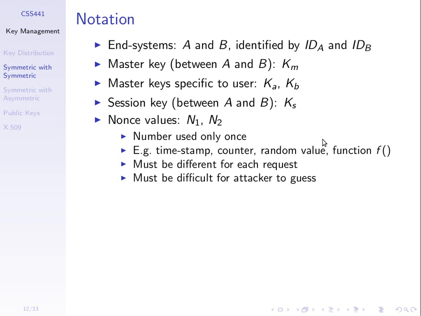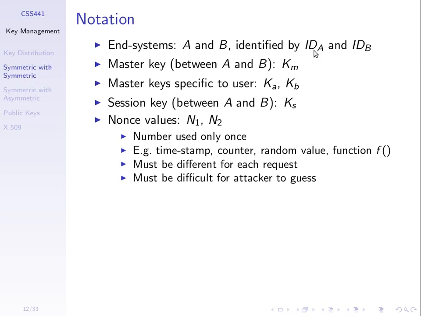So we're going to go through some protocols for automatically exchanging keys. The notation we'll see in the next few diagrams: we'll talk about the entities communicating, the end systems like user A and B or computer A and B. And we'll often denote each entity has an ID, a unique ID, ID A, ID B.